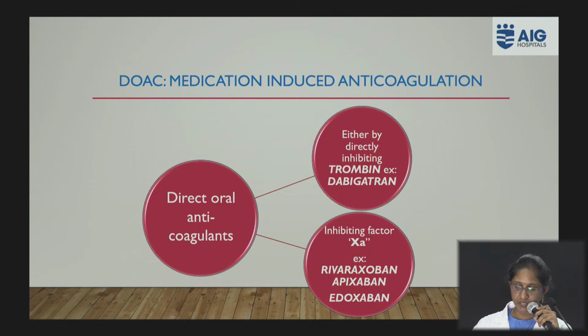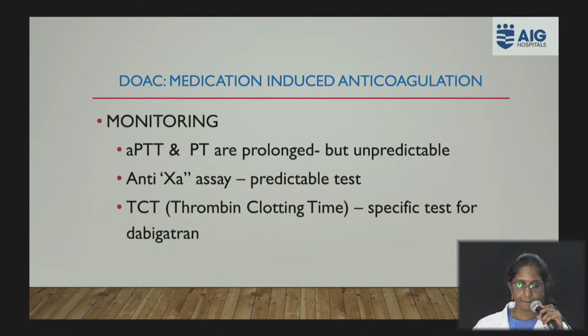Despite these benefits, DOACs provide a challenge when coagulation tests are needed for assessment of coagulation states. As indicated, they act by either inhibiting thrombin or inhibiting factor 10A. The direct thrombin inhibitor is dabigatran. The factor 10A inhibitors are rivaroxaban, apixaban, and edoxaban. As we said, despite these benefits, monitoring has been a challenge for us.